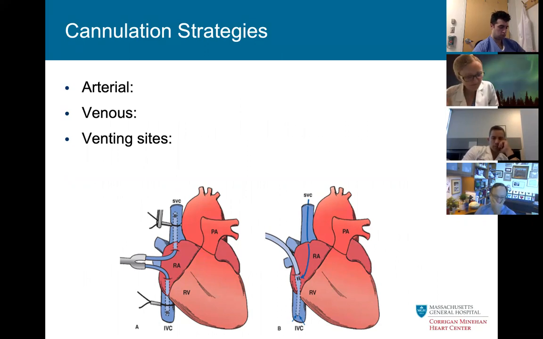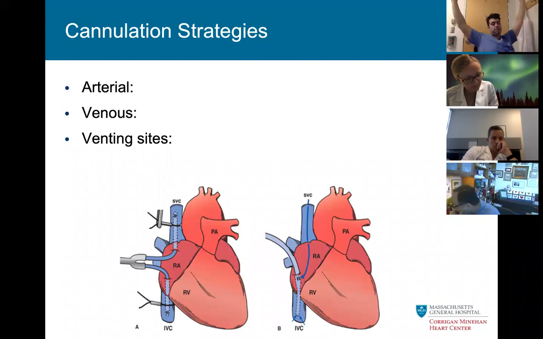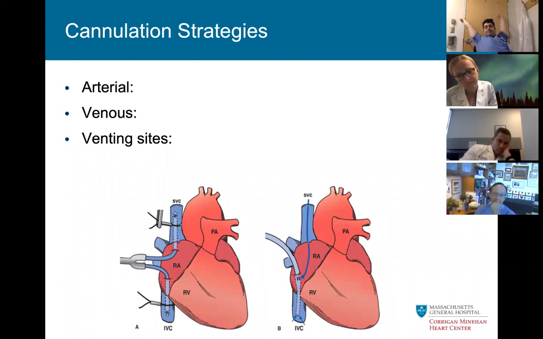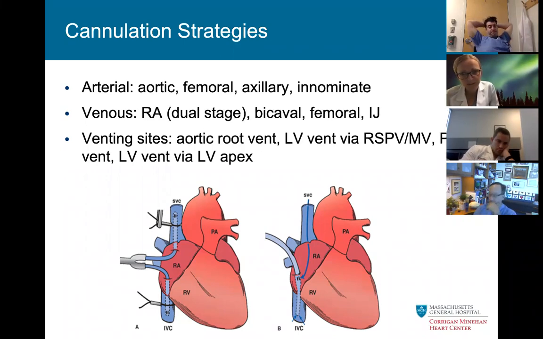For the venous side, you can do dual stage through the right atrium, bicaval, or femoral venous access. For venting, I think about venting the LV through the right superior pulmonary vein and the mitral valve, and you can vent the aortic root or the pulmonary vein. Yeah, that's right. Depending on what procedure you're doing, these are essentially all the options.